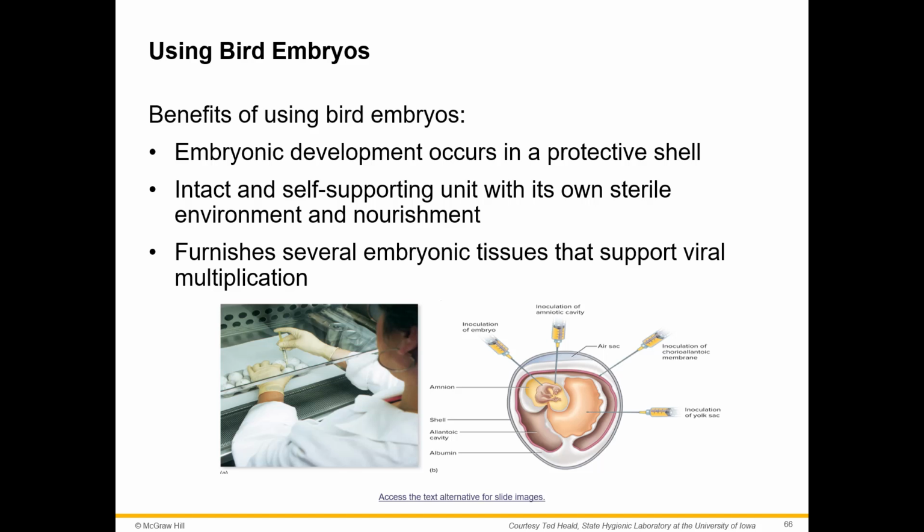Bird embryos are also used. The benefit is that embryonic development occurs in a protective shell, so you contain that virus inside of it so that it doesn't go out into the environment. There are different places where you would inject it into this egg, and you can do it using a method called candling. If you've ever lived on a farm with chickens that are free-range, and the chickens are allowed near hens, there's a potential that you're going to pick up an egg and it's a fertilized egg.